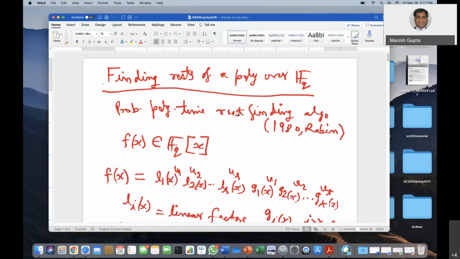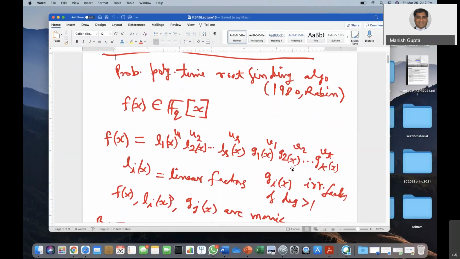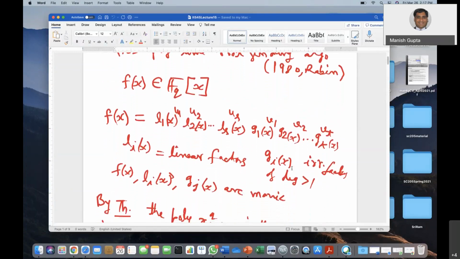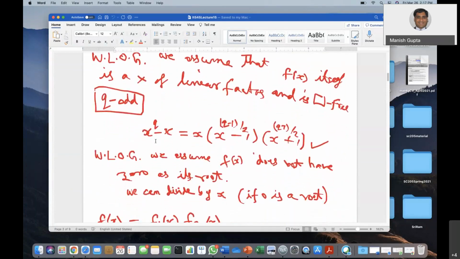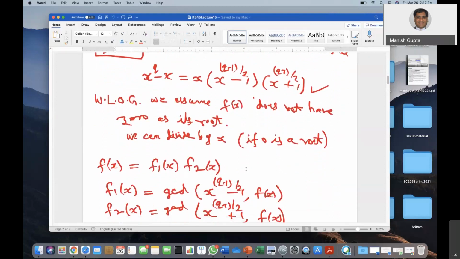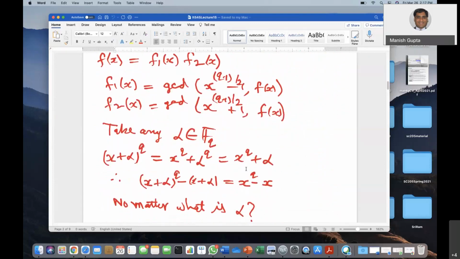So remember in the last class, we were looking at finding roots of a polynomial over FQ, and I was giving a probabilistic polynomial time algorithm for root finding by Rabin, which was given in 1980. There are two cases for it. One was when Q is odd, which I discussed already. When Q is odd, we factor x raised to power Q minus x as x times this, then we do the GCD computation, and this is how we do the factorization. Then we take any alpha in FQ, substitute it, and do the calculations.